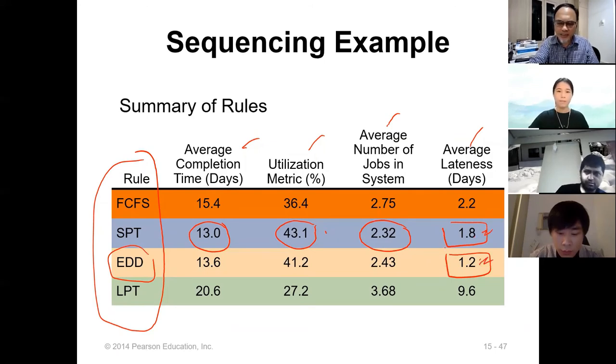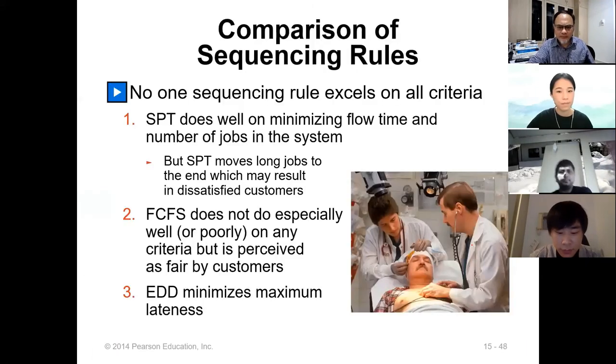Shorter processing time, but you know it's reasonable. So you decide in your job shop, in your machine shops or in your hospitals, which one is actually going to reduce lateness, okay? Right. So no one sequencing rule excels on all criteria. That's what we saw just now.